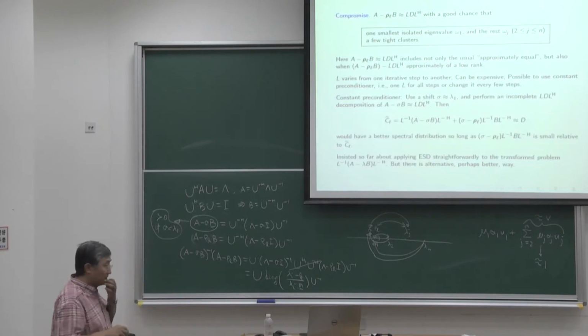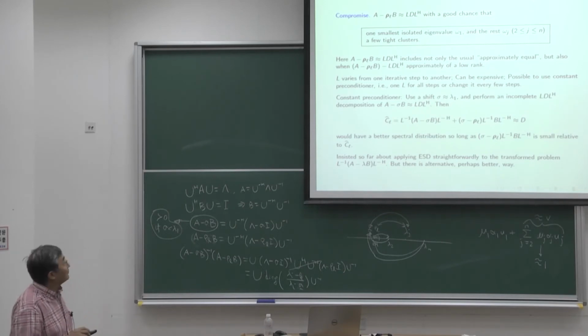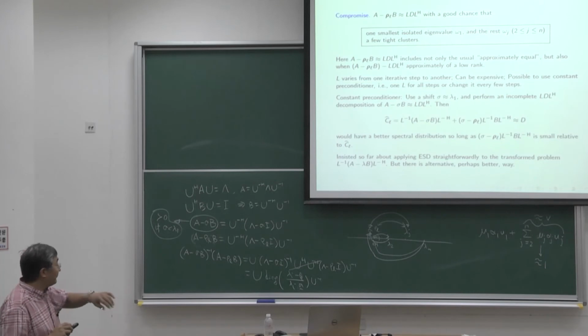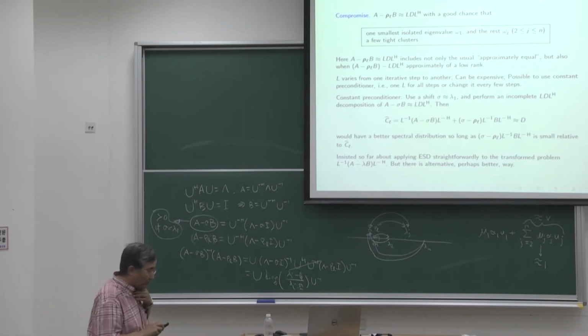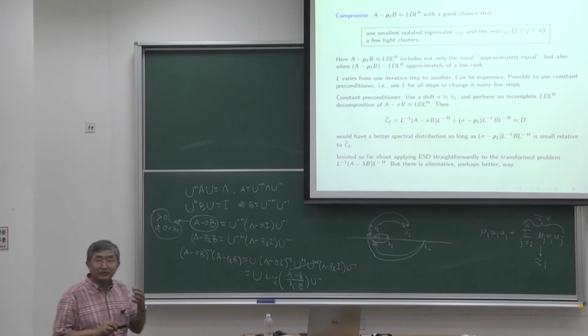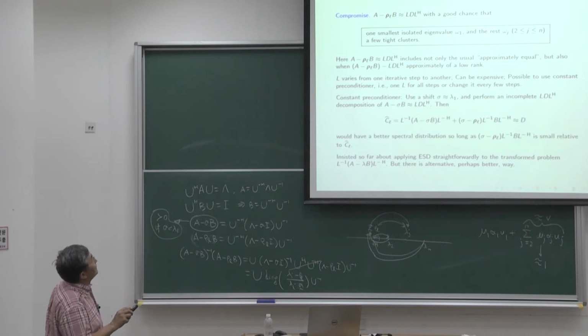So what we do is always a compromise. When you do a compromise, it usually works very well in practice. You see the numerical behavior is very fast convergence, but there's not a lot of theory to predict it, but it works well.